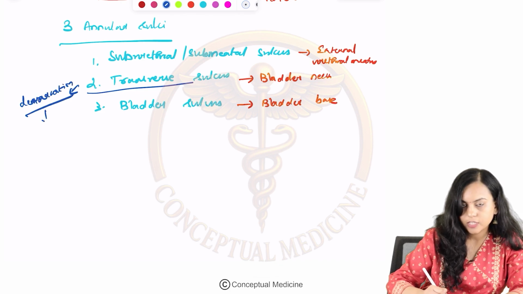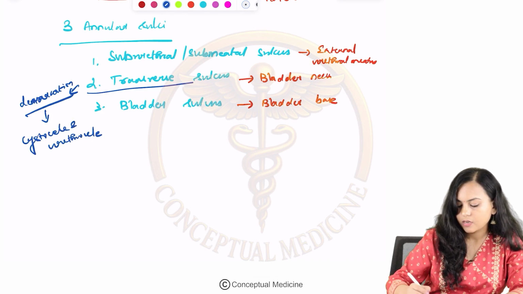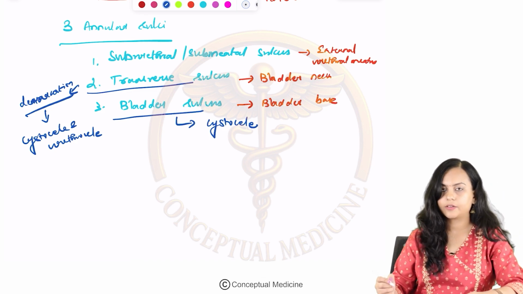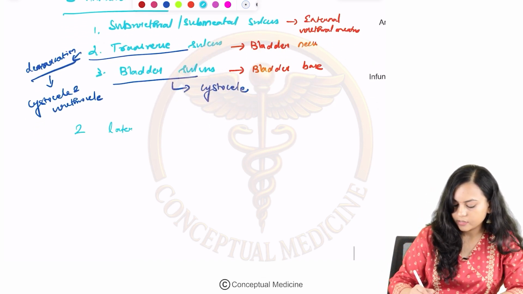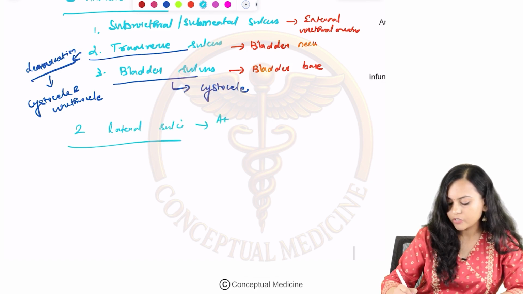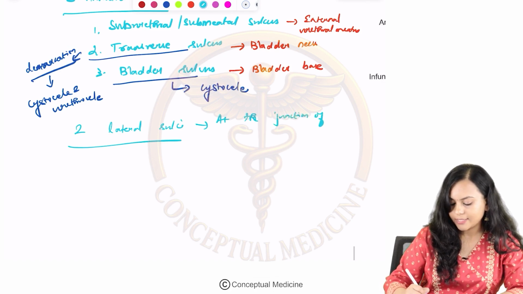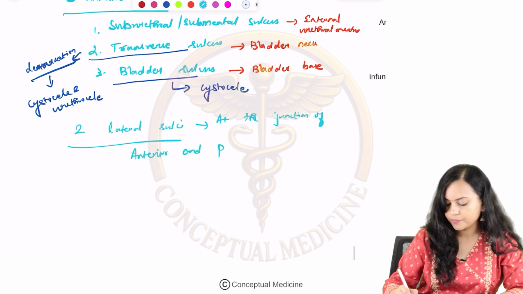The importance of the transverse sulcus is that it is a line of demarcation that helps in differentiating between a cystocele and a urethrocele. Whereas at the level of the bladder sulcus, a cystocele can occur. The two lateral sulci are located at the junction of the anterior and posterior vaginal walls.